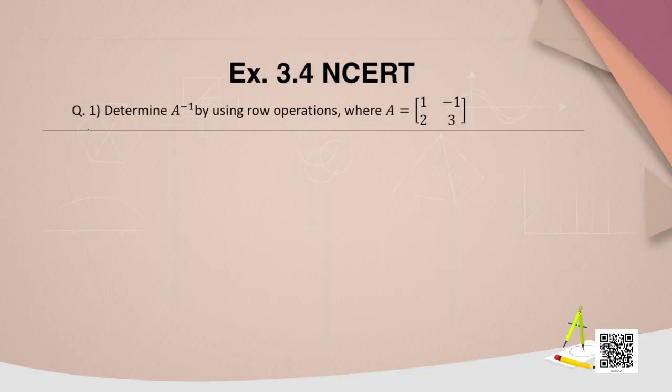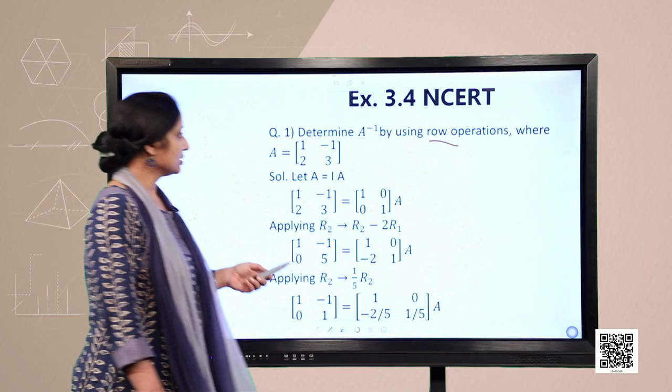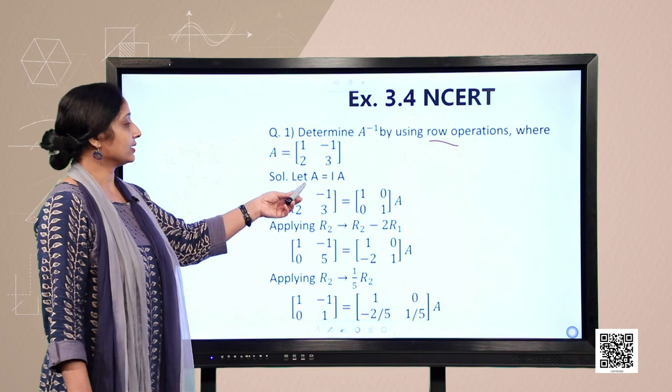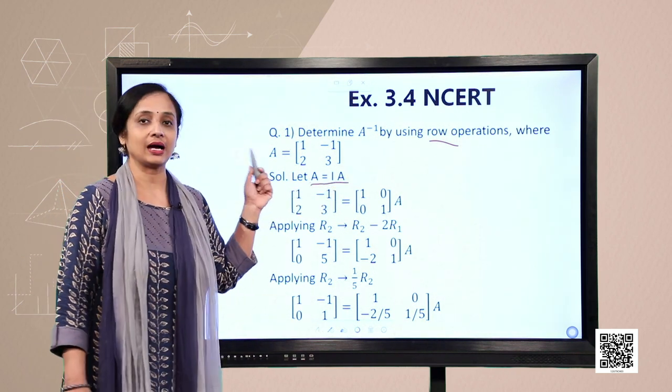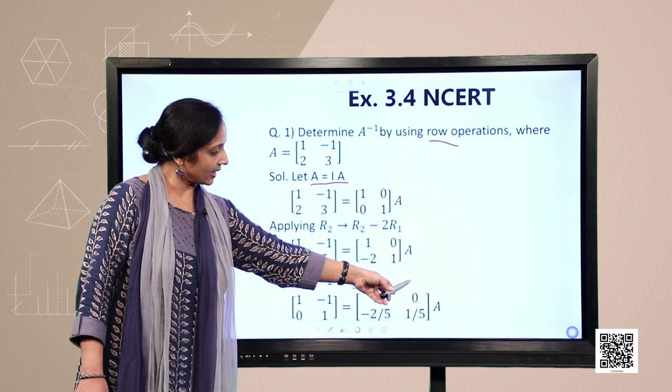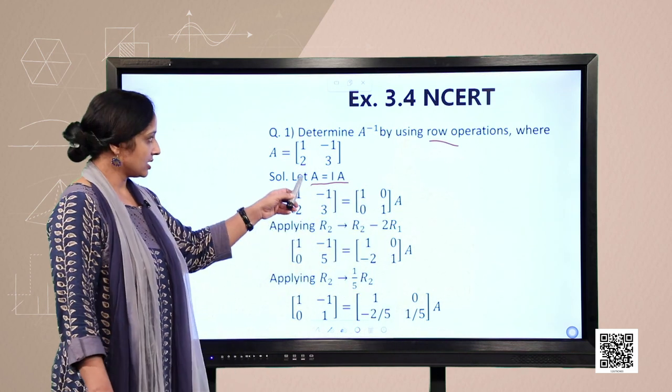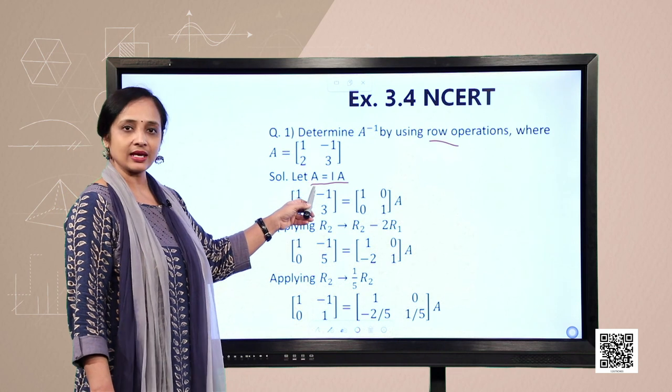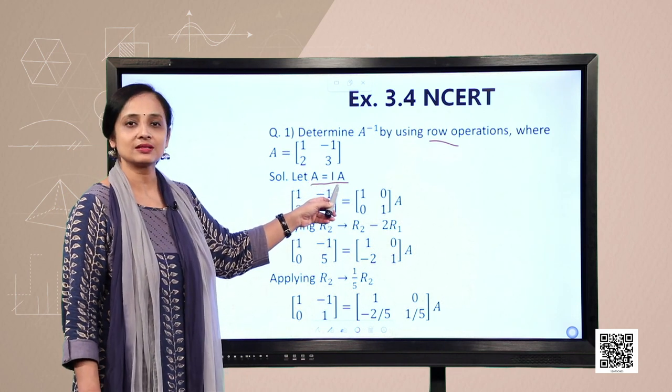Let's do a few examples from NCERT. This is question number 1 from exercise 3.4 of NCERT. You are given a second order matrix A. You have to find its inverse by using row operations. So how are you going to start? You write A is equal to IA. This A is going to be written as it is throughout the question. You are going to make changes in this matrix A as well as this matrix I.